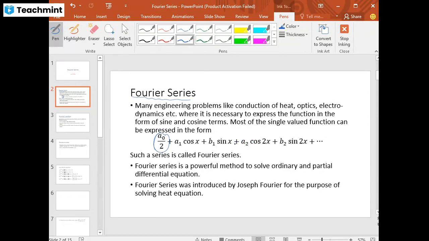Fourier series was introduced by Joseph Fourier. Basically the purpose was solving the heat equation. And Fourier series is very useful for solving many boundary value and initial value problems, especially in the case of ordinary and partial differential equations.